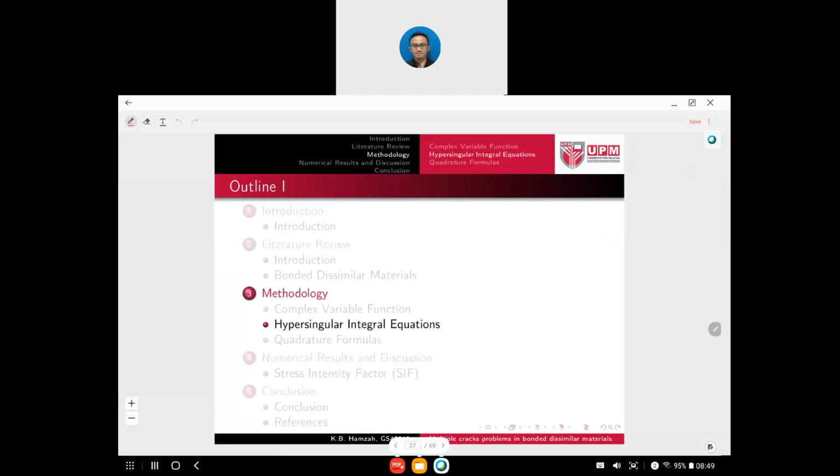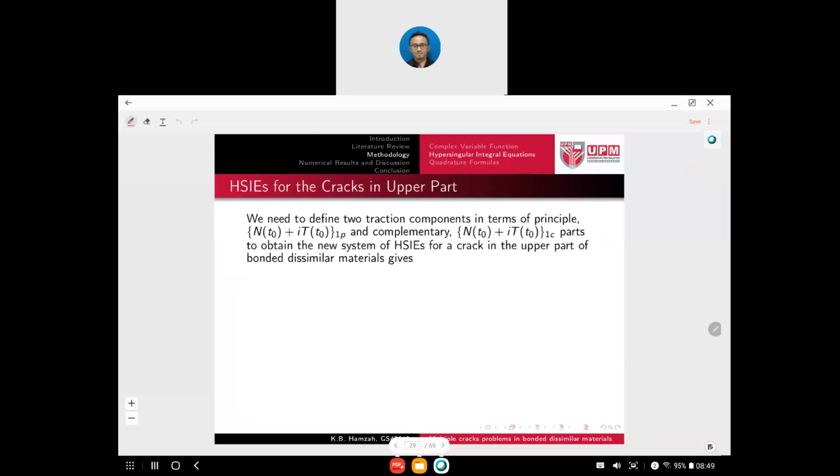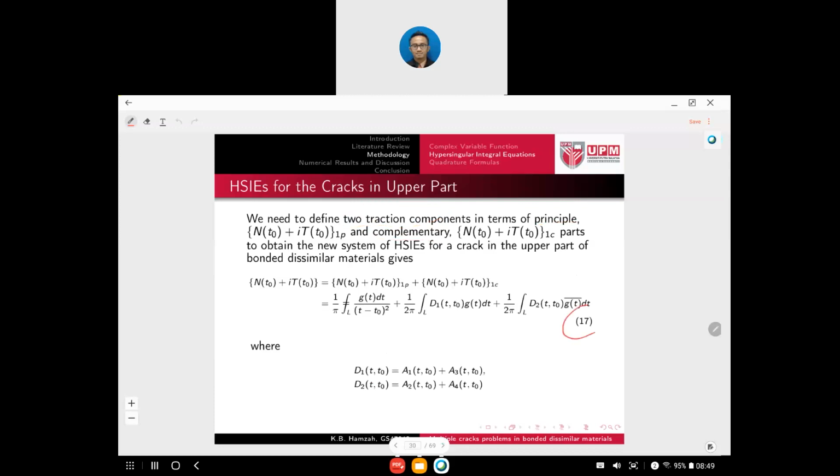In order to find the hypersingular integral equations for a crack in the upper parts of bonded dissimilar materials, we need to define two traction components in terms of principal and complementary parts, and then we can get equation 17.